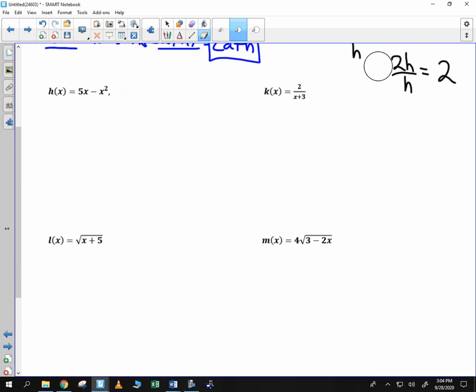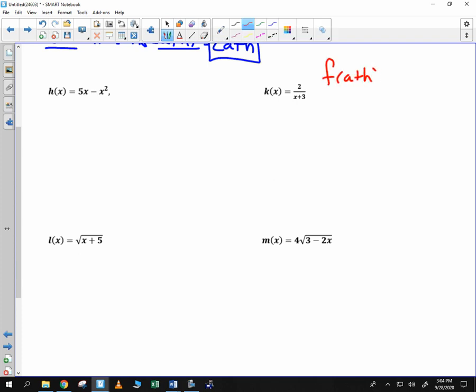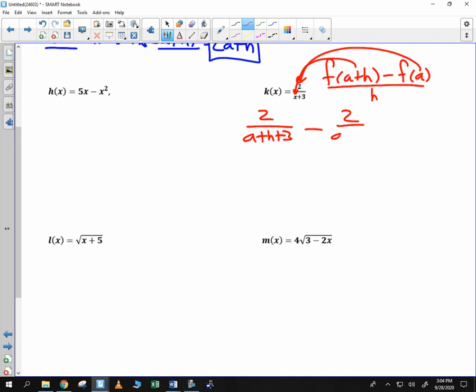In letter K, this one's different because it's a fraction. Hopefully you will see the different things that we've taught you so far to prepare you for this moment. So plug that in, we get 2 over a plus h plus 3, minus 2 over a plus 3, all over h. What do you know? You have a complex fraction. Notice we prepared you for that. We must find common denominators.